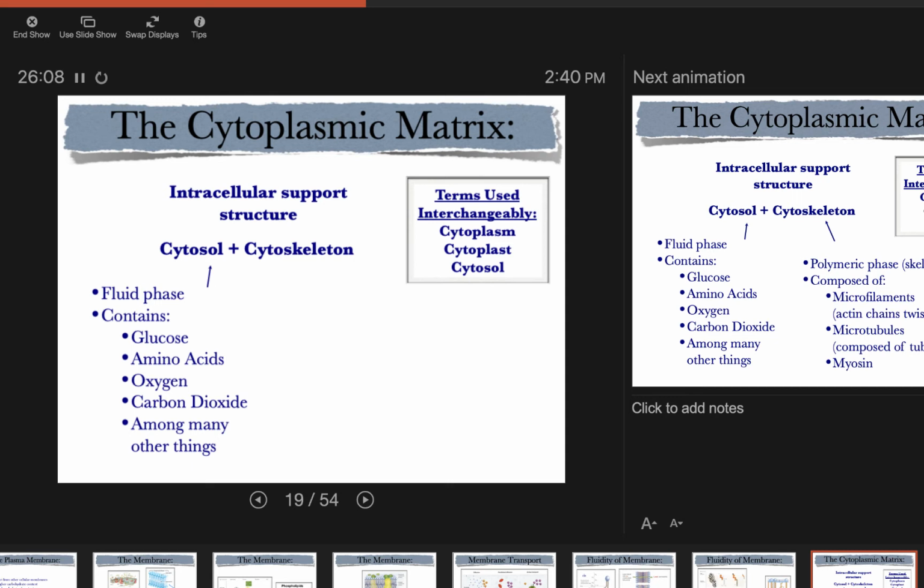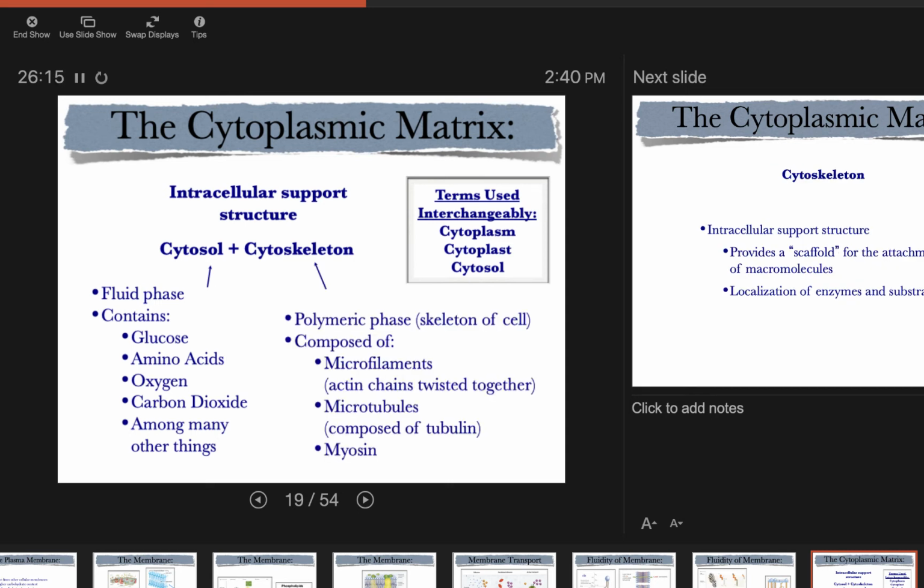Cytosol is the fluid phase. It contains molecules like glucose, amino acids, oxygen, carbon dioxide, lots of other molecules. The cytoskeleton is the solid phase, or the polymeric phase. It has a few different components, and those include microfilaments. You've heard of those before. Those are actin chains. That's why actin is such a common cellular protein.